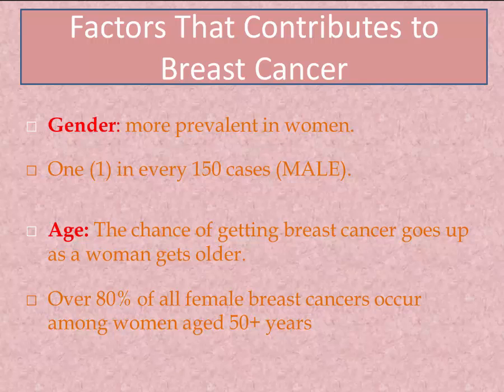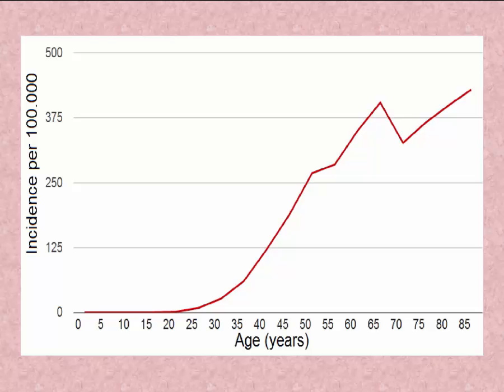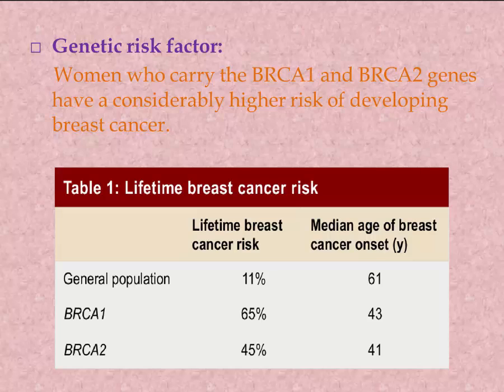Gender: it is more prevalent in women, with 1 in every 150 cases being male. Age: the chance of getting breast cancer goes up as a woman gets older. Over 80% of all female breast cancers occur among women aged 50 plus years. Genetic risk factor: women who carry the BRCA1 and BRCA2 genes have a considerably higher risk of developing breast cancer.